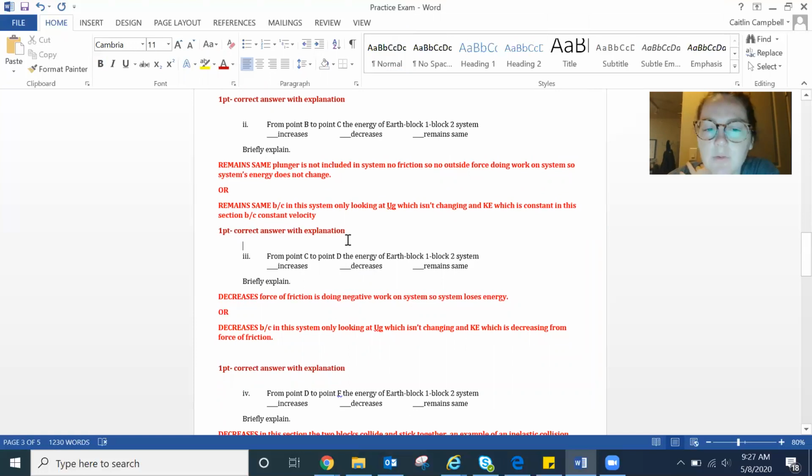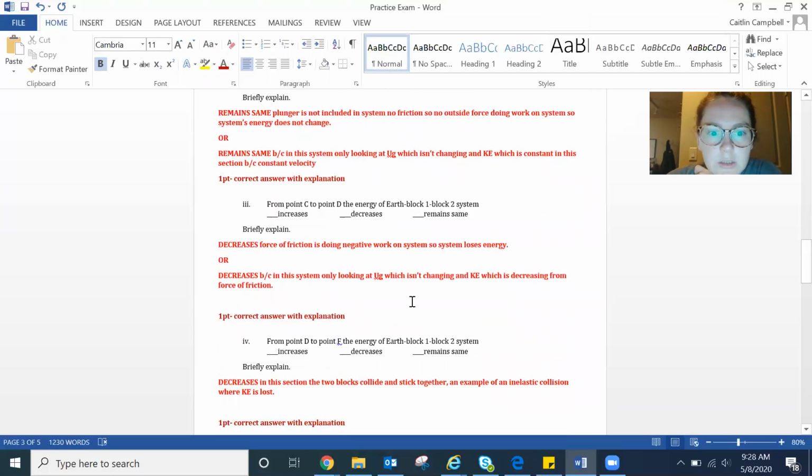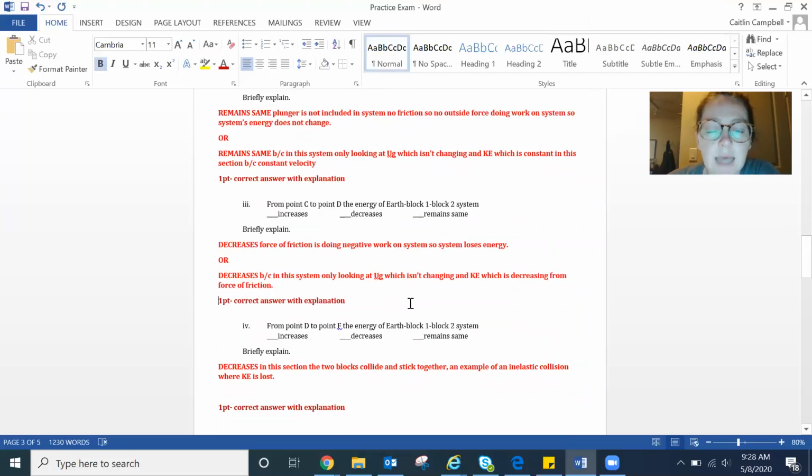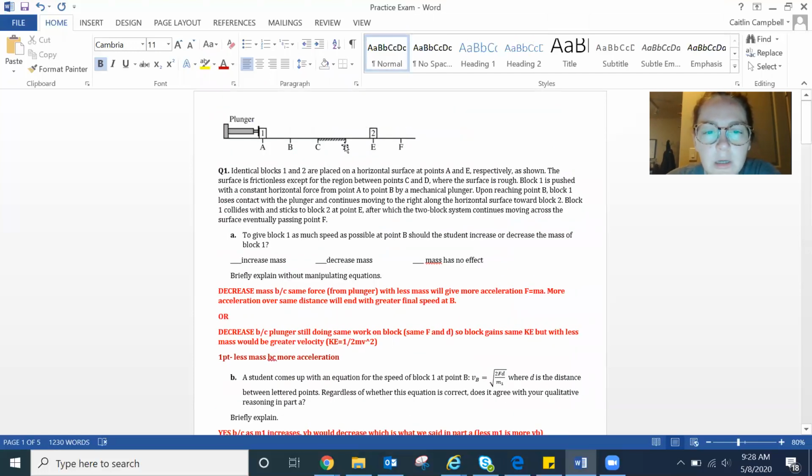D to E, that is where you had the friction. So definitely losing energy because you have negative work on the system, or you could say because your kinetic energy is decreasing, you are losing speed. D to F, this one is a little bit trickier because if you're like, oh, D to F, there's no outside force, there's no work being done.